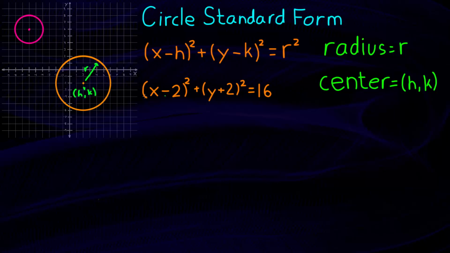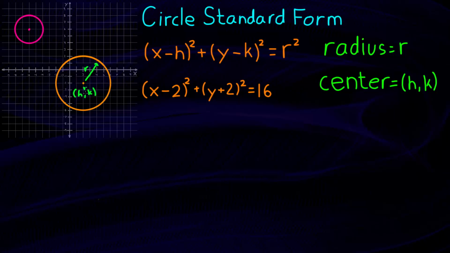Squared plus y, but in this case, y is at negative 2. See that? And so k is negative. y minus a negative means y plus something, and in this case, it's y plus 2. So keep that in mind. This is x minus 2 because x is positive, and then y plus 2 because y is negative. All right? And then finally, we're at the 16, and this is the r squared.